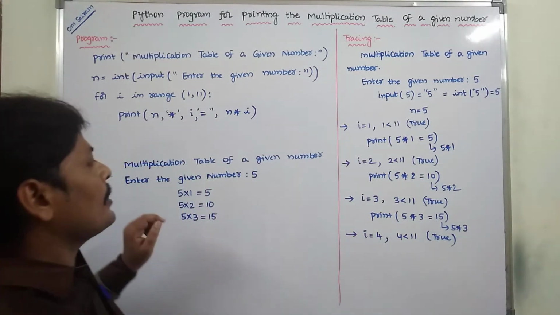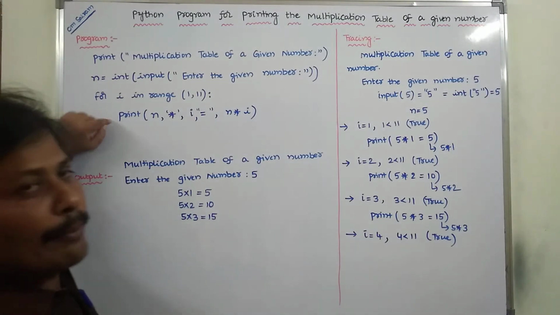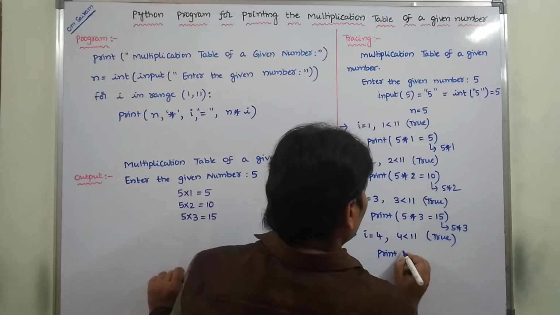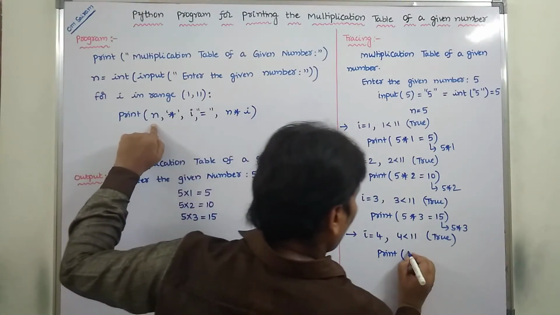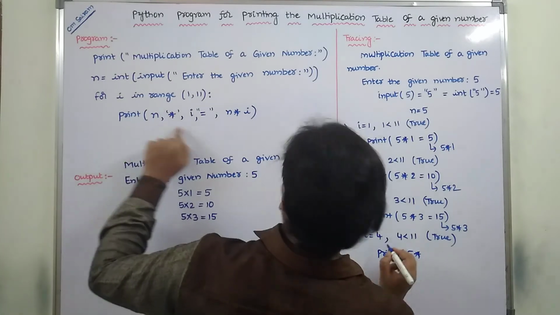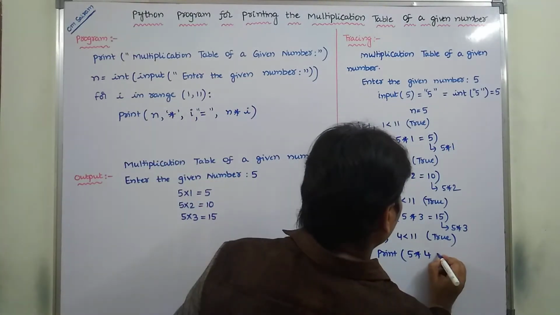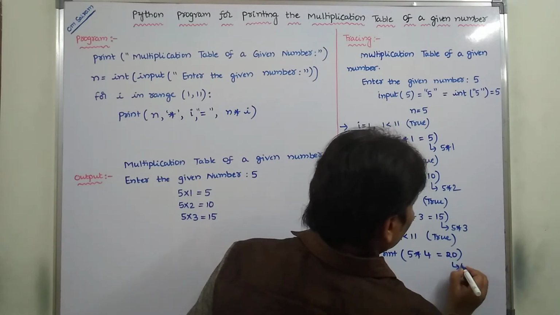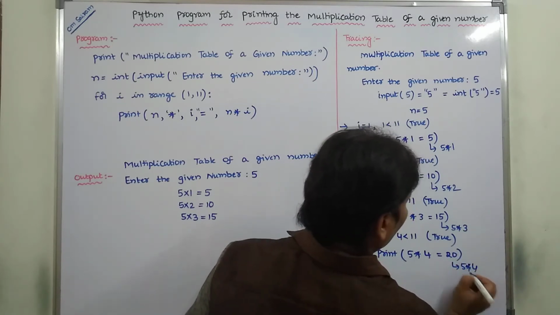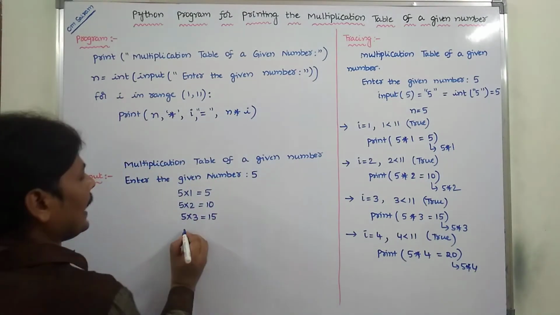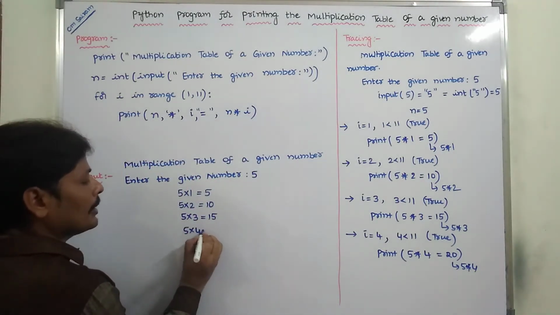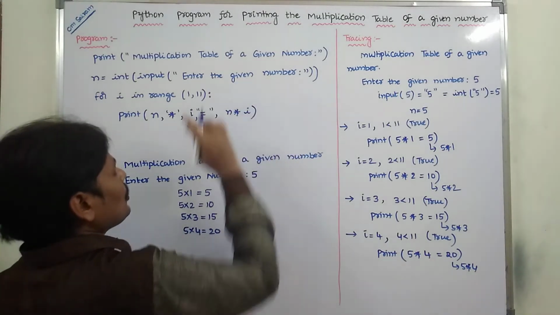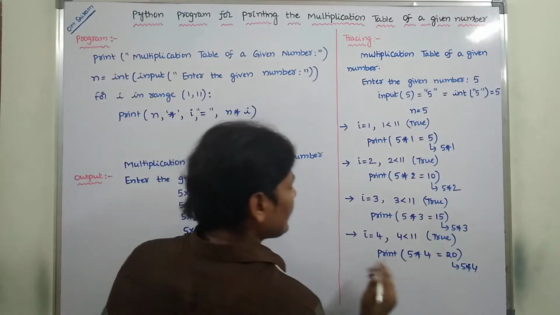If the condition is true, then control goes to the statement within the body of the for loop. So print n value is 5 into I value is 4 is equal to 5 into 4, that is 20. Here 20 we are getting by multiplying 5 with 4. So now printing 5 into 4, that is equal to 20. Again the control goes to the for loop after printing this statement.